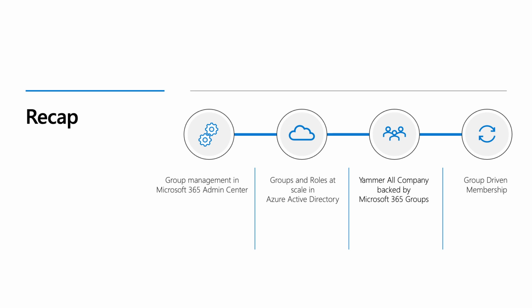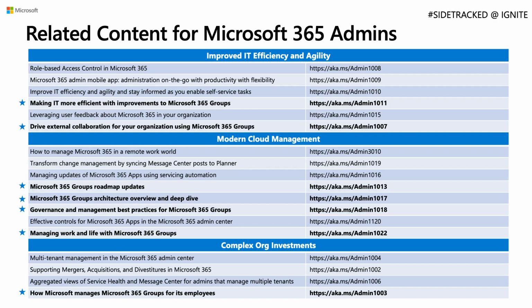Then we saw how Yammer is taking advantage of a deeper integration to Microsoft 365 groups to enable new features on communities. Lastly, Ramya walked us through the first stages of enabling group-driven membership by running the group membership management tool. This will actually take an input of security groups and use that membership to drive membership in Microsoft 365 groups.